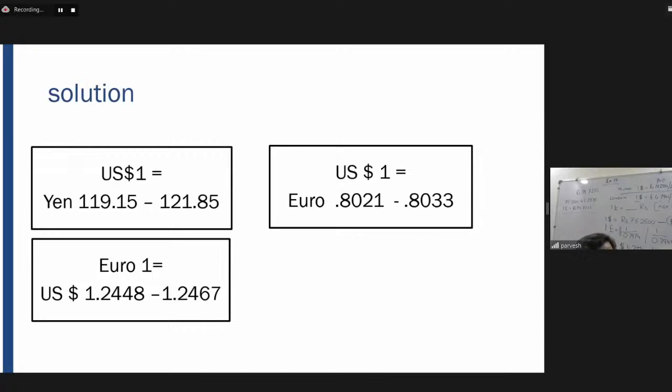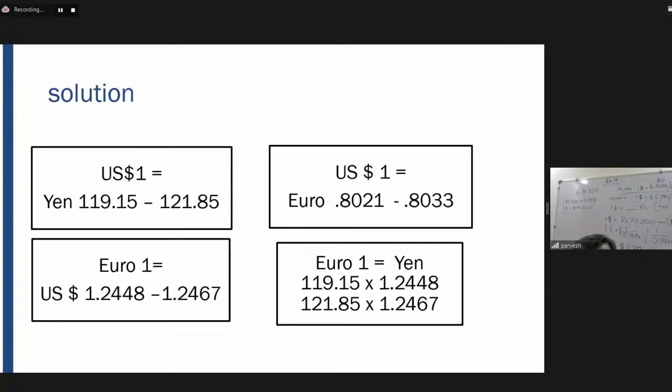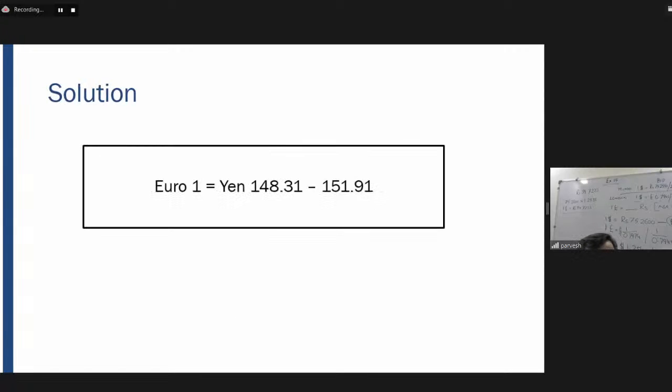So now both the currencies are in order. The first one being in the European terms, the second one being the American terms. So now we can just simply multiply them. 1 euro is equal to yen 119.15. So bid will be multiplied by the bid, ask will be multiplied by the ask of both the currencies to calculate the price of 1 euro in terms of yen. So we get here 1 euro is equal to how many yens?